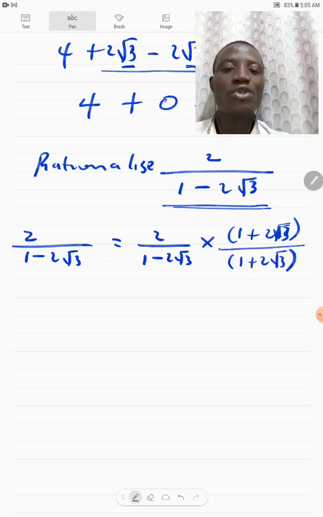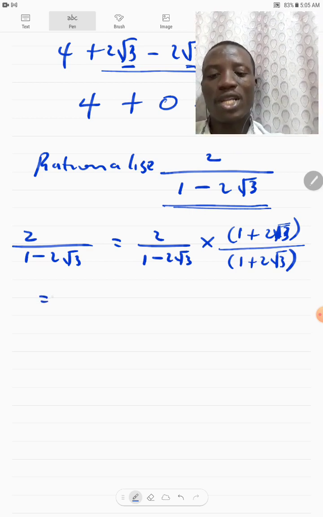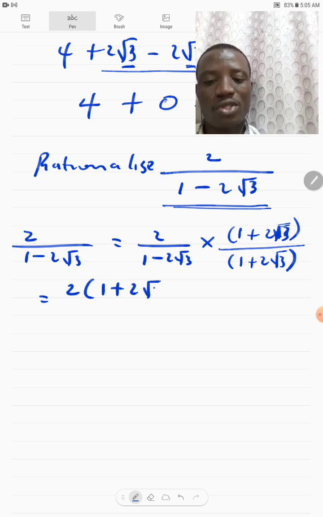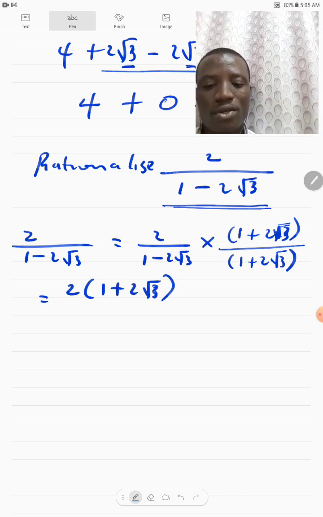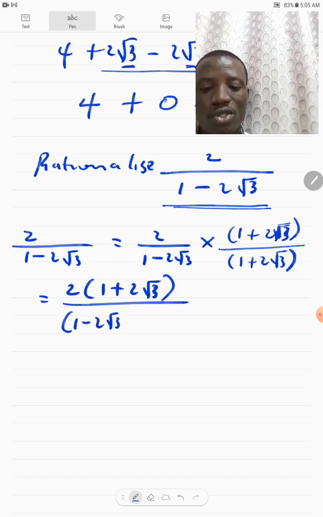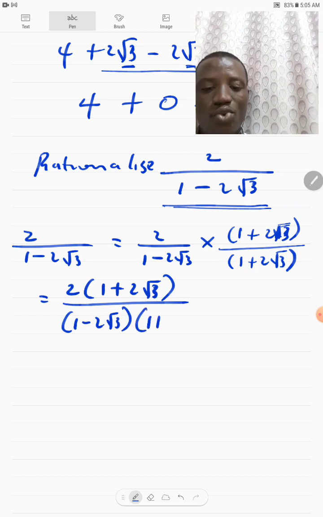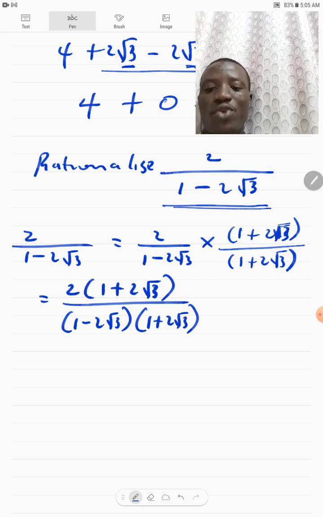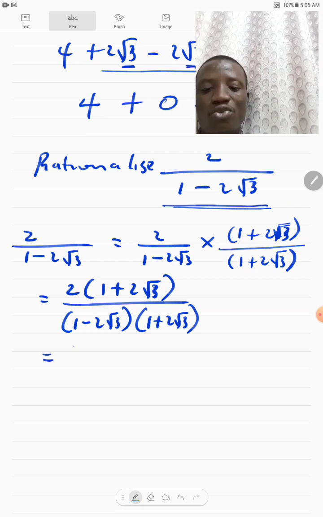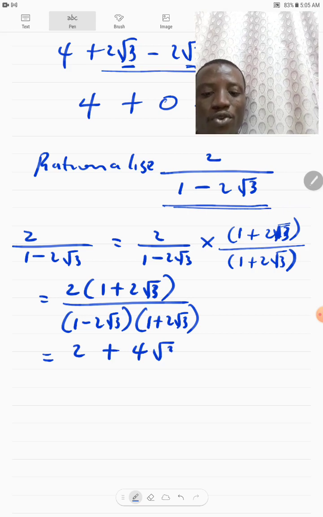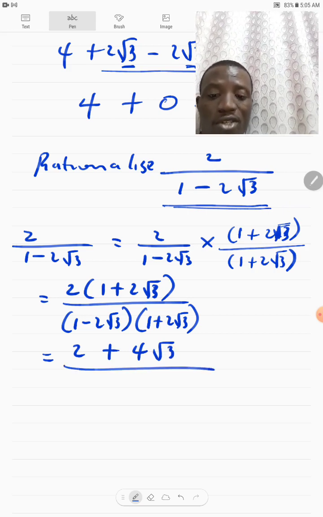Okay, so we can take them together now. 2 bracket 1 plus 2 root 3 over 1 minus 2 root 3, bracket 1 plus 2 root 3. All right, so we can now expand. This will be 2 times 1 will give me 2. 2 times 2 root 3 will give us what? 4 root 3. We may not even need to open this, but let's just open it.